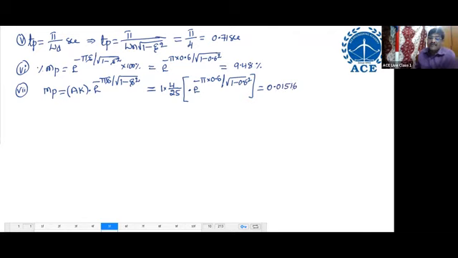Some students, for Mp, will remove the percentage and write 0.09. That is wrong. Don't remove the percentage. Mp depends on A and K, so the percentage of Mp is different.